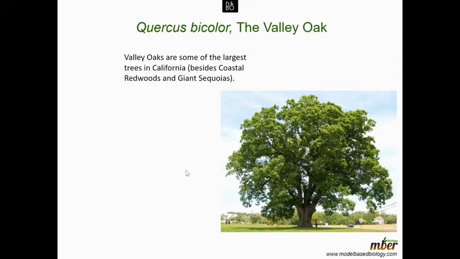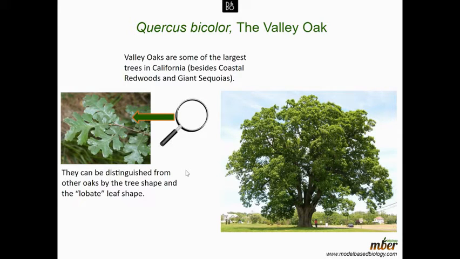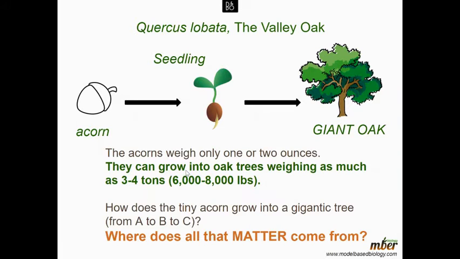If we take an oak tree, specifically the valley oak, it is one of the largest trees in California, besides coastal redwoods or giant sequoias. Let's take a look at them. Here are some of their leaves. They can be distinguished from other oaks by their tree shape and by the lobate leaf shape, so they have little lobes coming off the leaf instead of one big leaf.